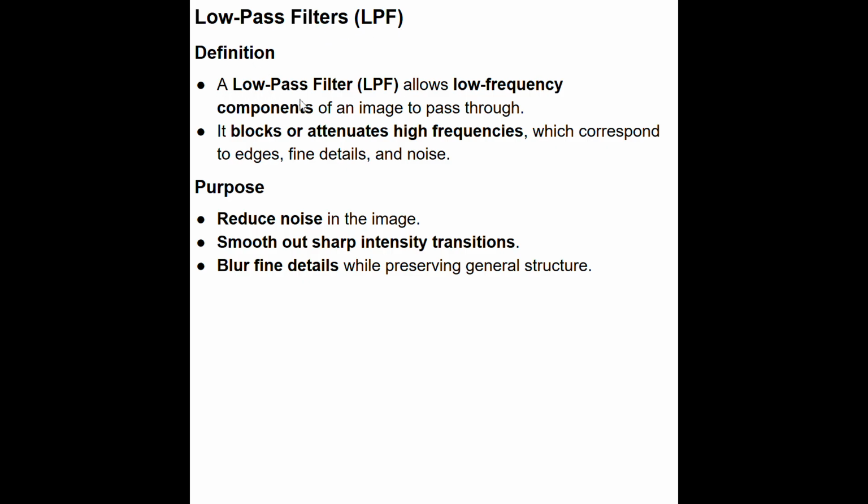The definition of a low pass filter is that it allows the low frequency components of the image to pass through, and it blocks the high frequencies. The high frequencies I am going to block correspond to your edges, objects, fine details, noise present, likewise. The purpose of using low pass filters is to reduce the noise, to smooth out the sharp intensity transitions that are present in the image, to blur the fine lines while preserving the general structure. So, this is the basic low pass filter objective.